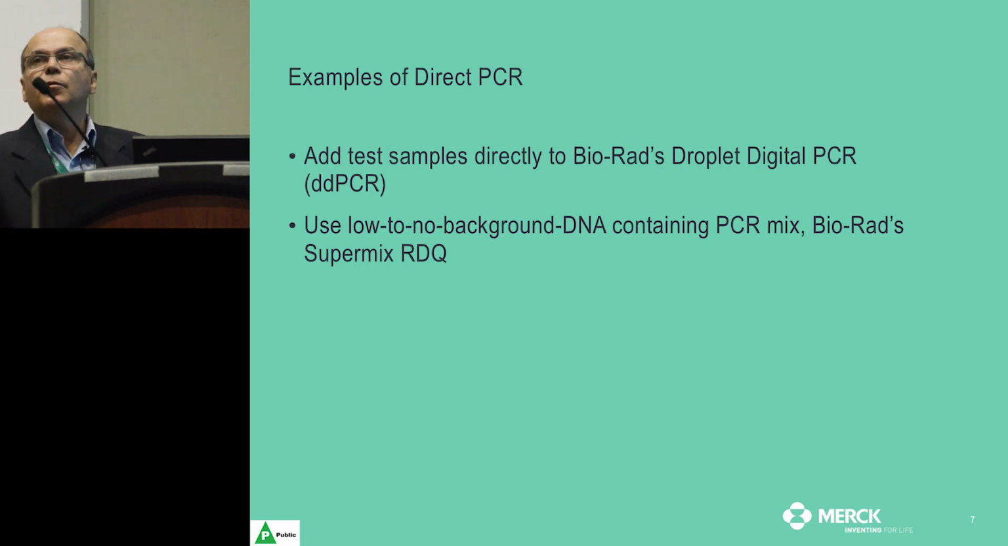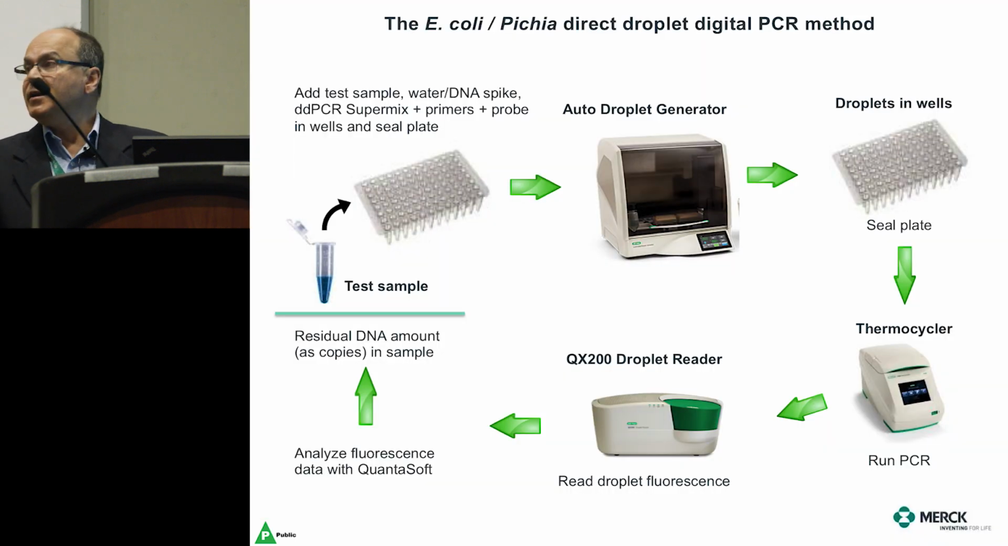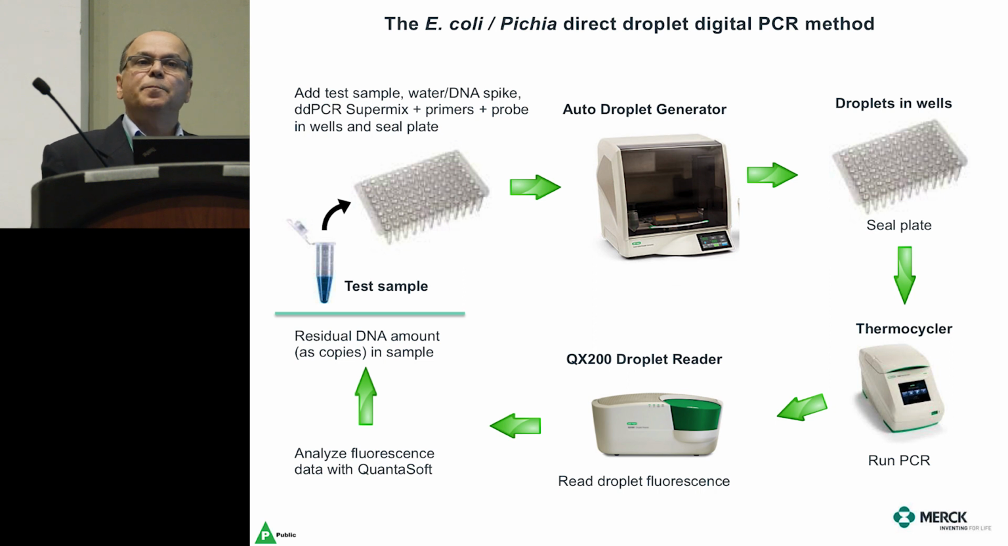Here we use drugs made in yeast cells called Pichia cells or E. coli and put them directly in Bio-Rad's Droplet digital PCR system or qPCR system. And it worked. Probably the next slide will show, yes, the streamline. Now, we have a sample. We put the samples in a 96-well PCR plate. We add this Bio-Rad's super mix.